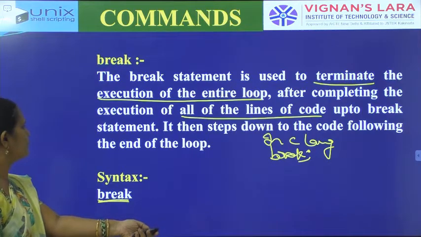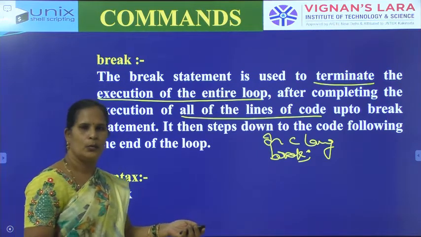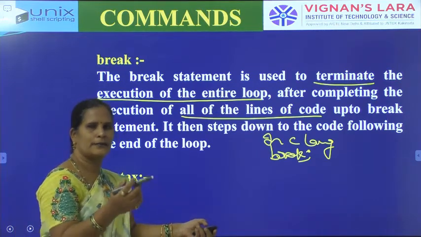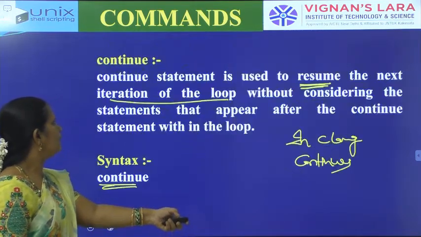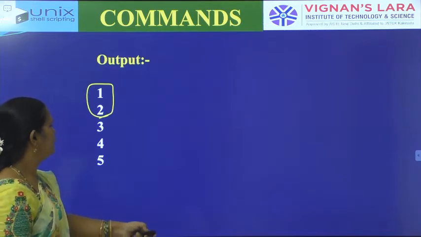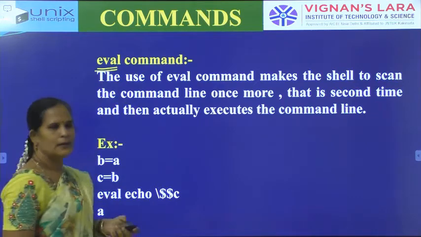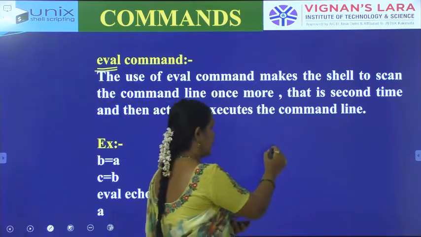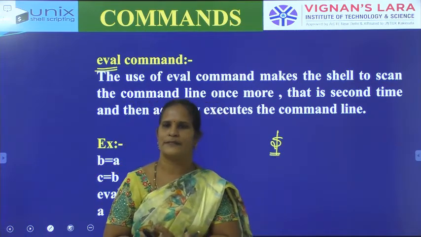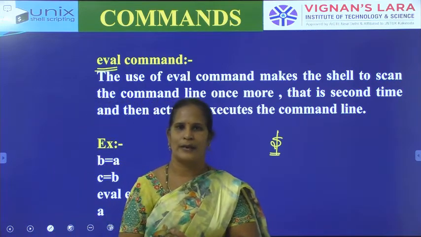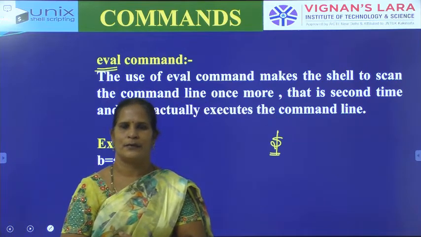If we use the eval command, it is going to scan one more time. So that is a second-time scan. It's going to scan the command more than one time. That is the main importance of the eval command. The use of eval makes the shell scan the command line once more, meaning the command is scanned a second time, and then it actually executes the command line. What do you mean by command line? The line where we are typing a command is known as the command line.